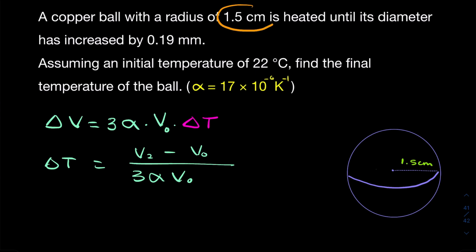So this is the radius before expansion. That's given in the question. The radius after expansion we need to find using this extension to the diameter. Now the diameter is twice the radius. So if a radius is 1.5, the diameter is twice that. So if the diameter increases by 0.19, then the radius will increase by half of that. So let's write that down.